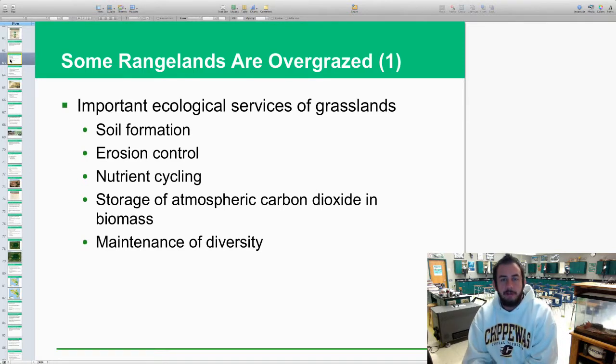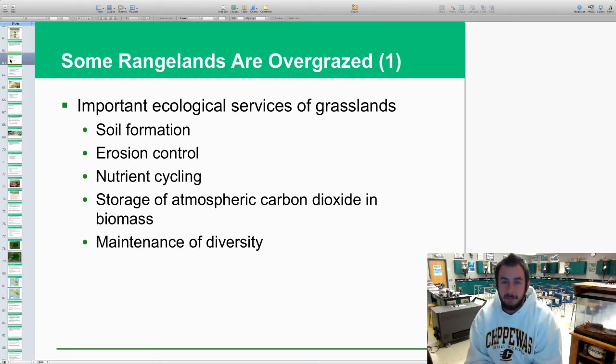But rangelands can be overgrazed, which occurs when too many animals graze for too long a time period, exceeding the carrying capacity of that ecosystem, where the ecosystem then slowly degenerates. But first, there are some important services of grasslands that we're going to talk about.